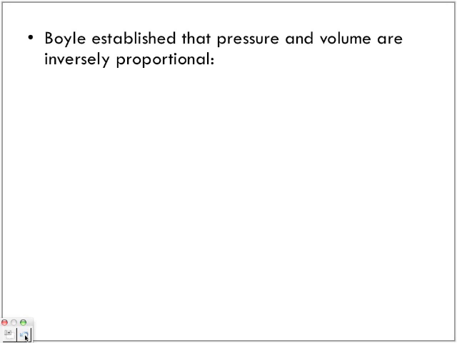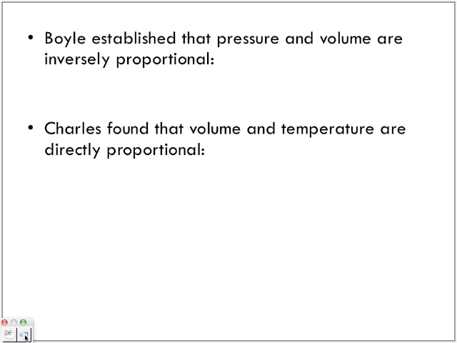Now, looking back at some of the gas laws, Boyle established that pressure and volume are inversely proportional. Right? We know inversely means if one goes up, the other is going to go down. So, if pressure goes up, volume goes down. If pressure goes the other way, then the opposite occurs. So, we use the following. Now, Charles found that volume and temperature were directly proportional.